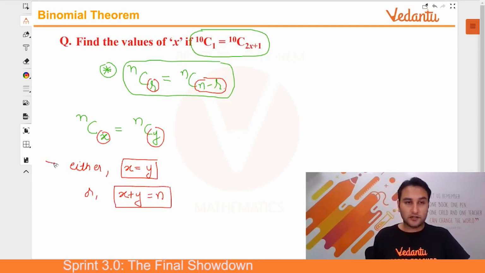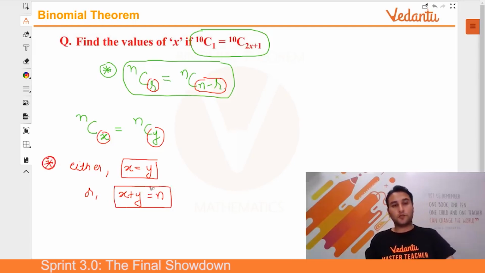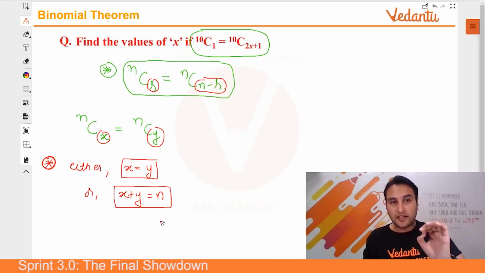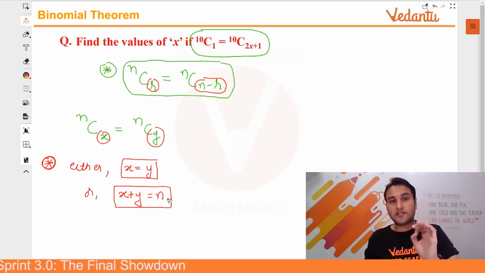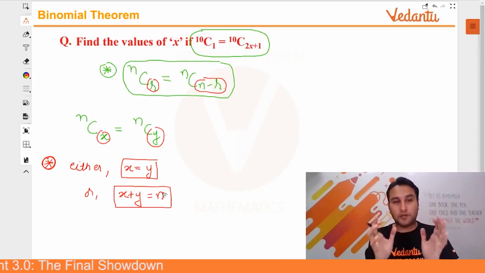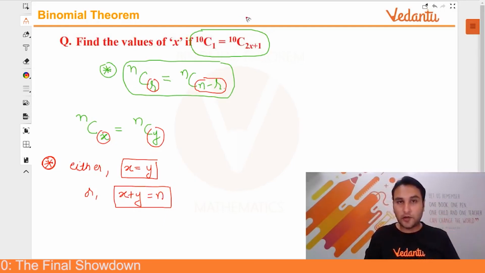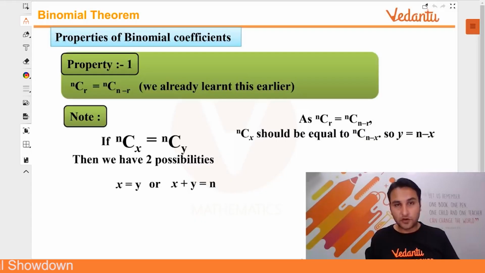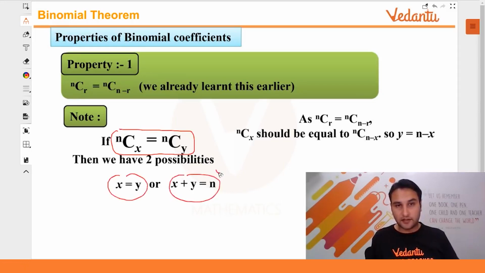Please never forget that. There can be multiple objective problems based on this very simple concept. Any concept which is simple and students can make a silly mistake is a perfect problem statement for IIT JEE. So what will be your answer? Either 0 or 4. Okay. So focus on that. So always remember, whenever you are given nCx equal to nCy, then either x is equal to y or the summation of x and y is n. This is because nCr is equal to nC(n minus r).